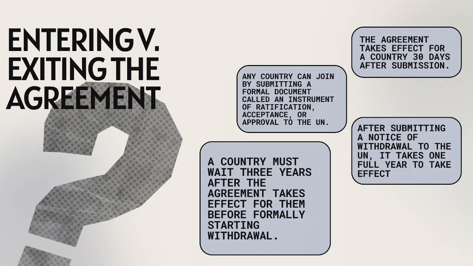Entering and exiting the agreement. A country must wait 3 years after the agreement takes effect for them before formally starting withdrawal. Any country can join by submitting a formal document called an Instrument of Ratification, Acceptance, or Approval to the UN. The agreement takes effect for a country 30 days after submission. After submitting a notice of withdrawal to the UN, it takes 1 full year to take effect.